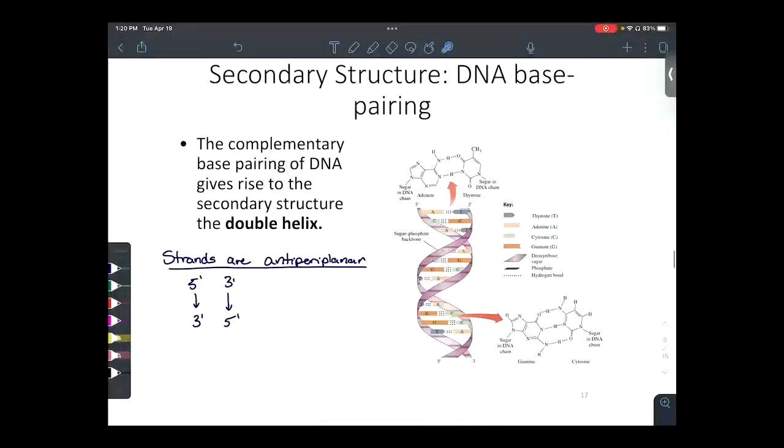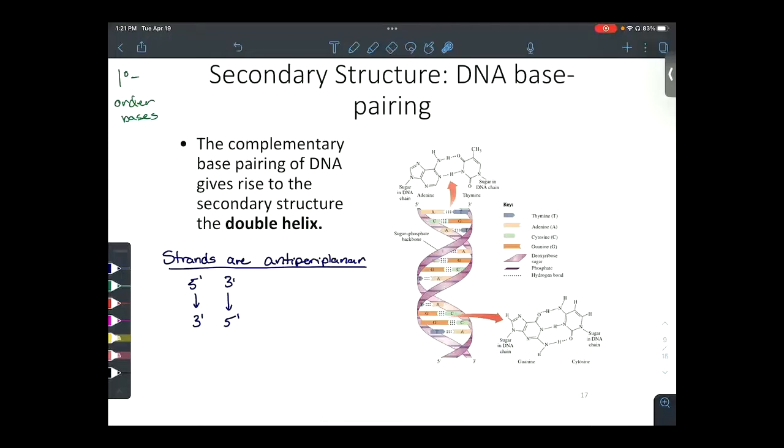So secondary structure of DNA. We talked about primary structure before. Primary structure is just the order of the bases. Like right here, when you look at one of the strands, we start at the 5' end and it goes A, C, A, etc. That is primary structure, just the order of the bases.